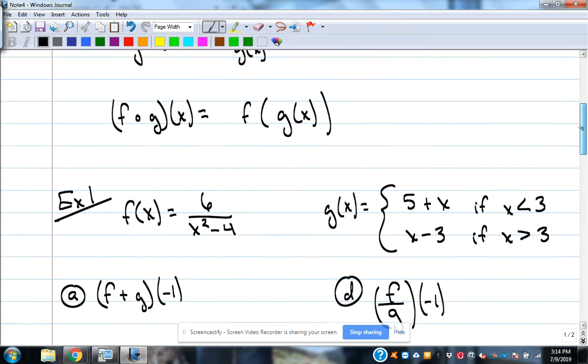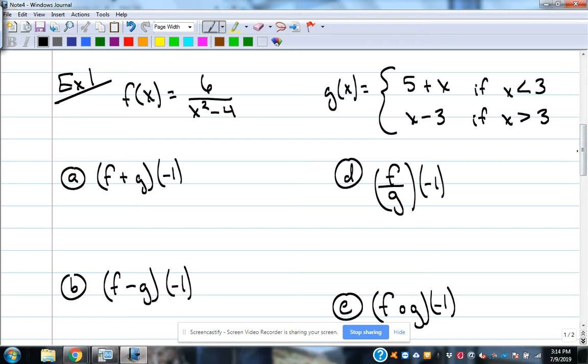So let's work out a little problem here with each of these operations using a couple of functions. We've got 6 divided by x squared minus 4, and that's the f of x function. The g of x function is 5 plus x if x is less than 3, and x minus 3 if x is greater than 3. So we have a piecewise defined function for g of x. Each of these operations is using -1 as the x value. So it would be good for us to find out what the value of each function is at -1.